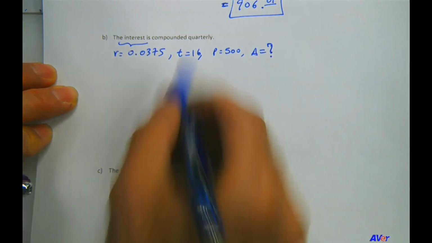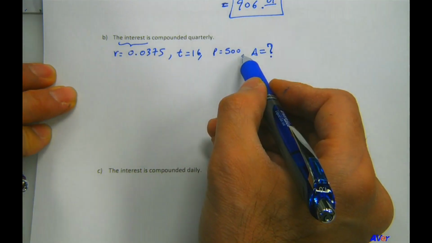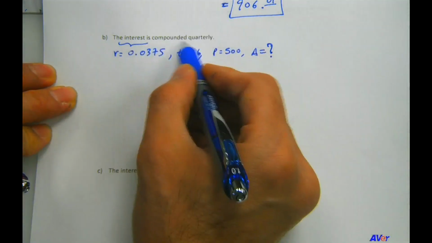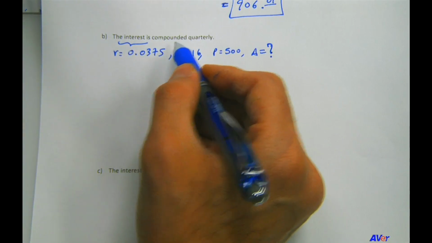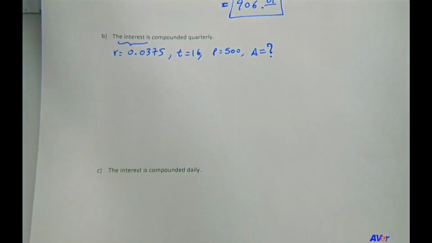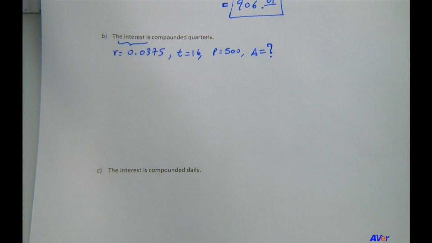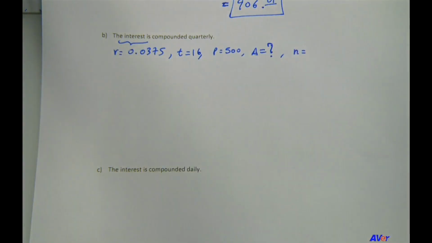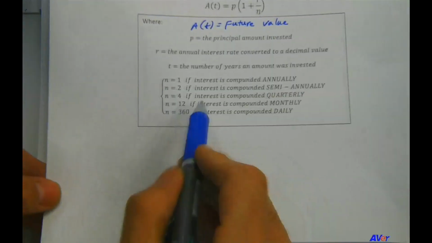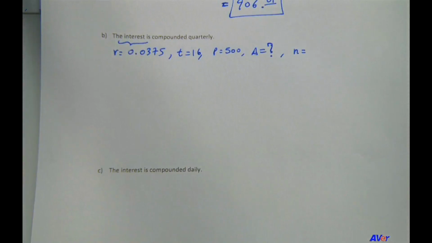But the N is something that is changing, right? All of these stayed the same, but the compounding period didn't stay the same. The compounding period changed from semi-annual, which was part A, to quarterly. Quarterly means every 3 months or 4 times per year. So do you remember what N was for quarterly compounding of interest? If interest is compounded quarterly, N equals 4 times per year, right?